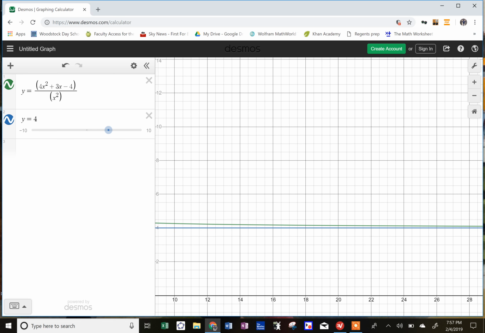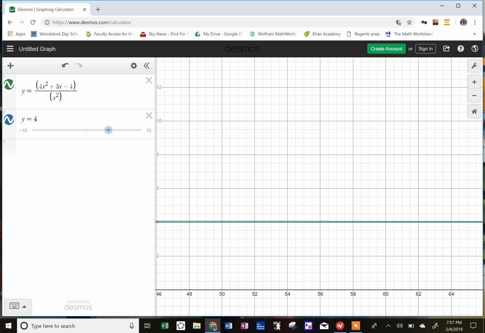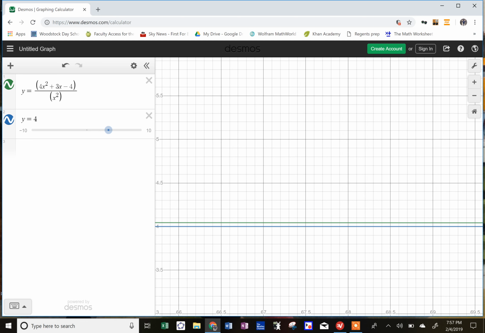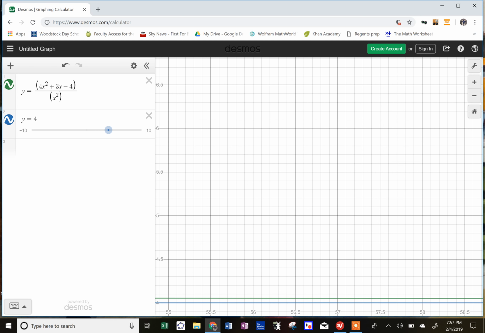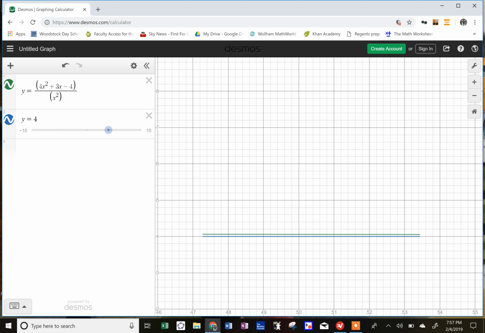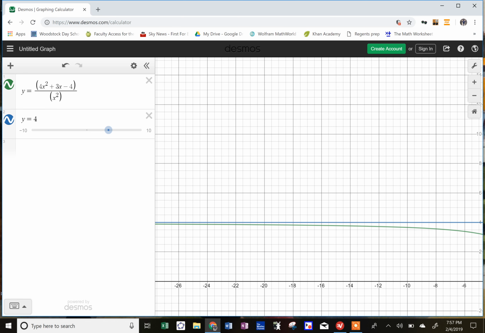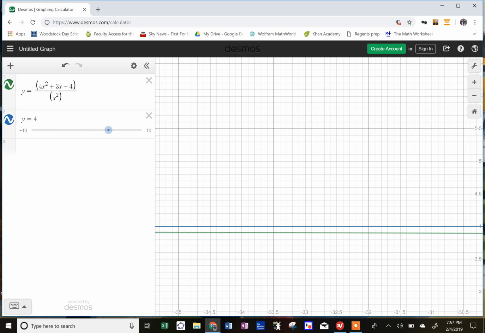You'll see that it is in fact the asymptote. As we go further and further and further out, and that's towards positive infinity. I'm not really sure what I just did. That's fine. But as I go back towards negative infinity, you'll see that it remains at negative 4. Anyway, so that's kind of it.